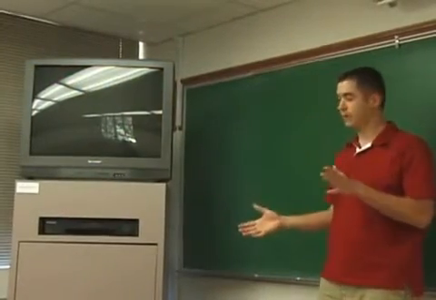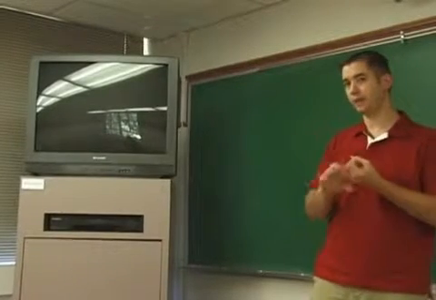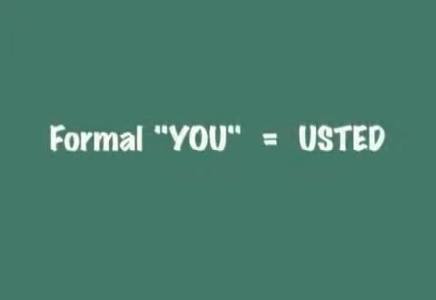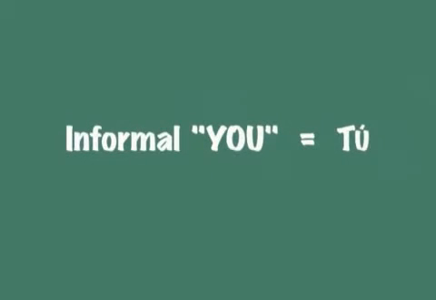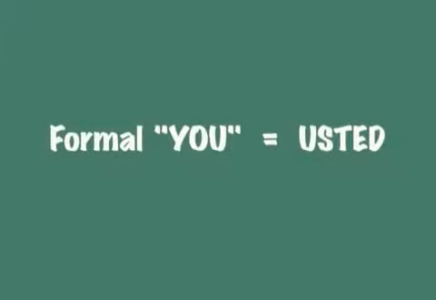And one thing about Spanish is that there's two kinds of ways to say you. There's a formal way and an informal way. And to say a formal you, you'd say usted. Earlier we said tú, which is informal, and you'd use that with things like children or close friends, people you really know well. But if you're talking to like your professor, you would say usted.